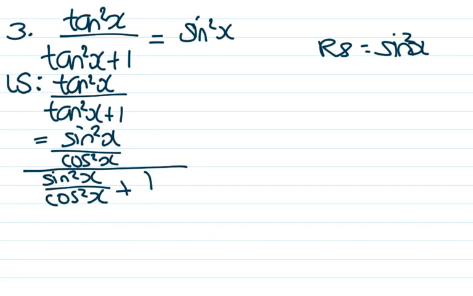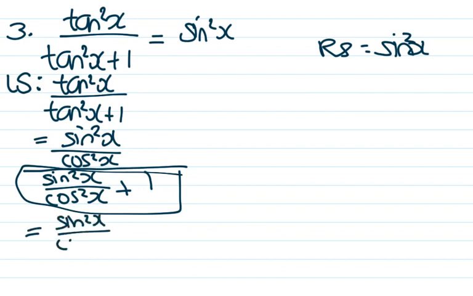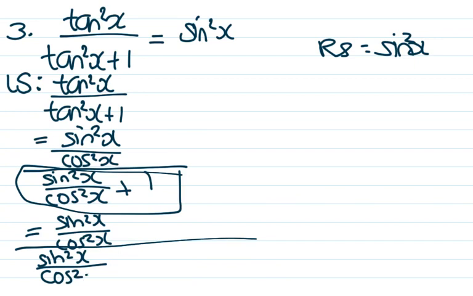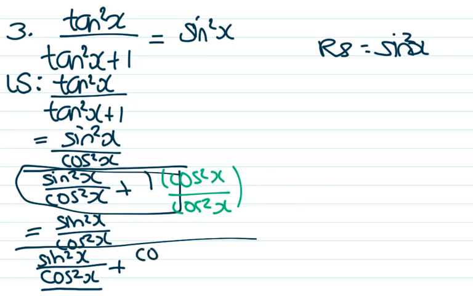Now I'm going to do the same thing I did in the last one and add the fractions on the bottom. So I have sine squared x over cos squared x all over sine squared x over cos squared x plus 1. Now I need a common denominator, and my denominator here is cos squared x, so this denominator of 1 is going to be cos squared x. So I have to multiply this by cos squared x over cos squared x. So now I have plus cos squared x over cos squared x.